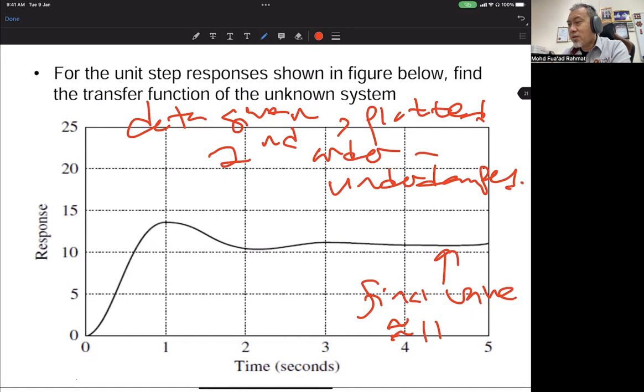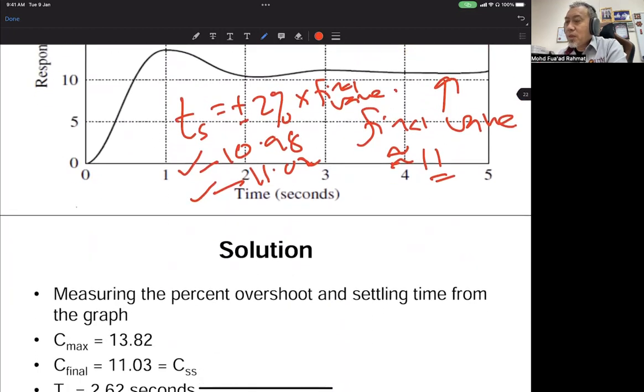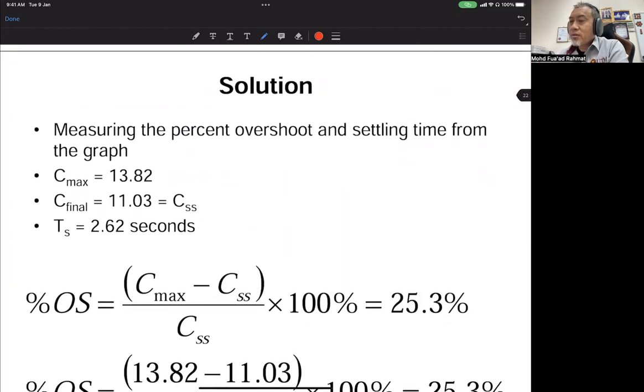If you want to find the settling time, it is plus or minus 2% of the final value. So in this case 11, it can be 10.98 or 11.02 volt. Whichever comes first, that is the Ts. It is the tolerance of plus or minus 2%. After that, we measure it, and it is about 2.62 seconds.